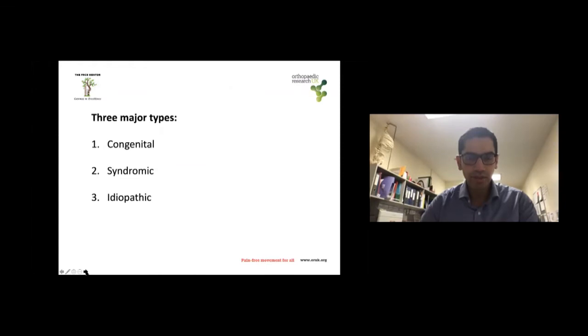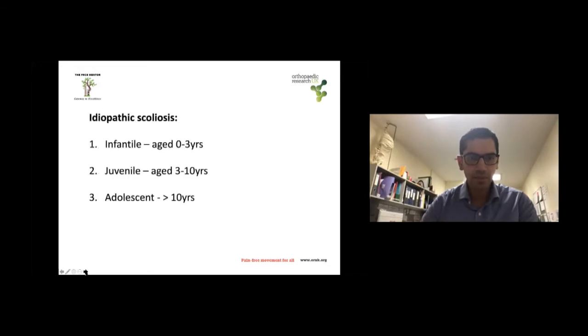When you're defining and categorizing scoliosis, there's essentially three major types. You can divide it into congenital, syndromic, and idiopathic. In regards to idiopathic scoliosis, it can be further subdivided based on age. So infantile scoliosis is between 0 to 3 years, juvenile is between 3 and 10, and adolescent is greater than 10. Another way of classifying it is either early onset or late onset. Early onset is below 10 years old, and late onset is beyond 10 years.